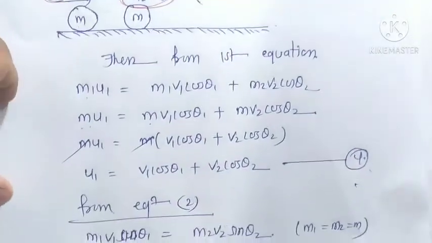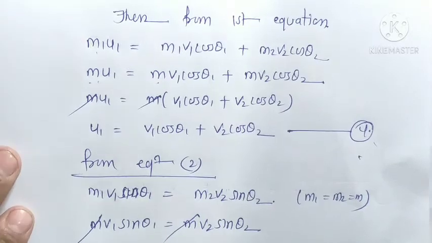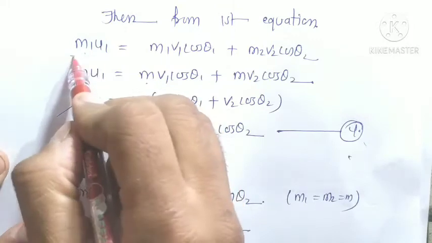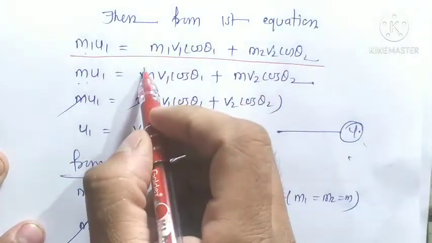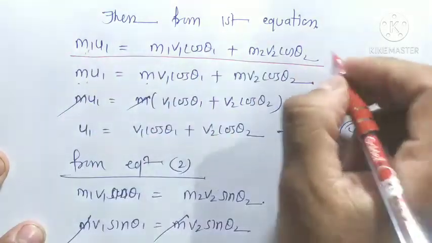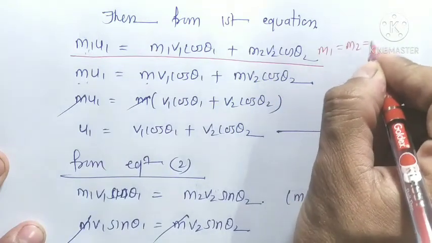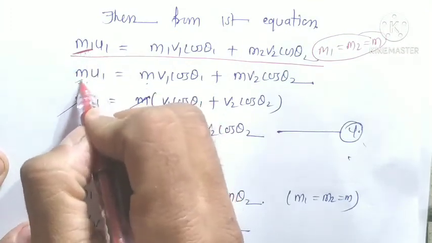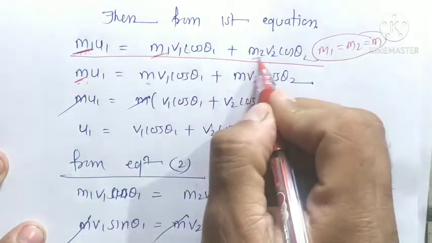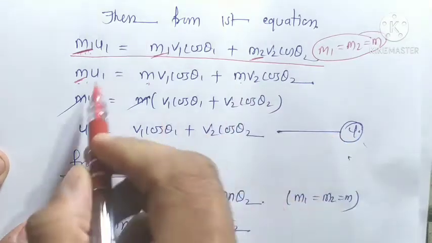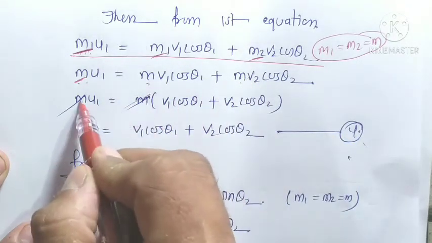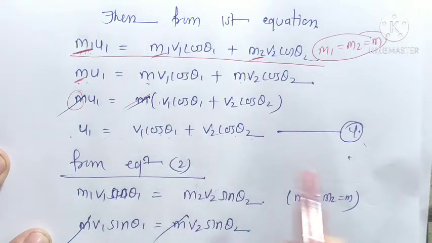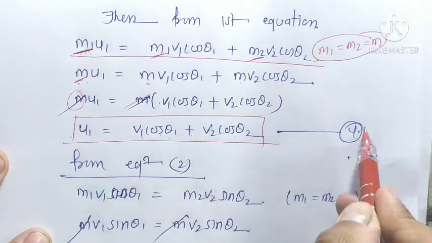And we already have equations 1, 2 and 3, so we use those equations. In the first equation, we put m1 is equal to m2 is equal to m. We take m common, and m and m cancel each other. So what is left is u1 is equal to v1 cos theta 1 plus v2 cos theta 2. This is equation number 4.